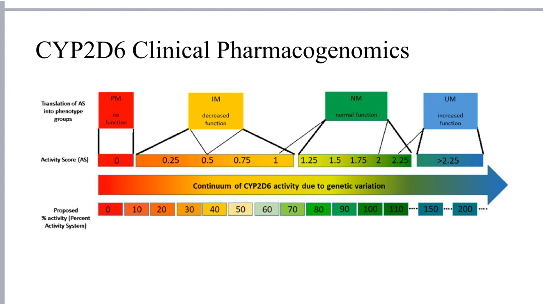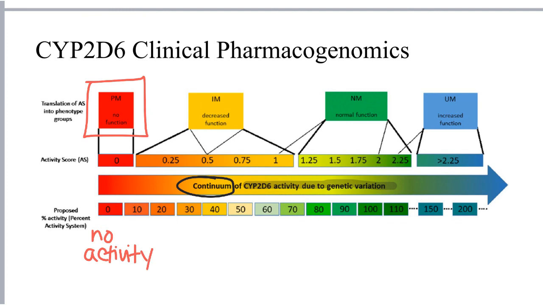Another way to look at this is to visualize CYP2D6 activity due to genetic variation as a continuum from 0% activity all the way to 100% and even in some cases higher than 100% activity of the enzyme. Poor metabolizers are individuals with non-functional CYP2D6 enzymatic activity. Their activity score and their percent activity are 0.